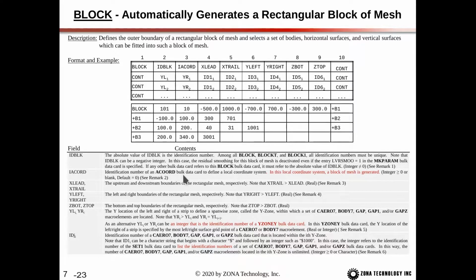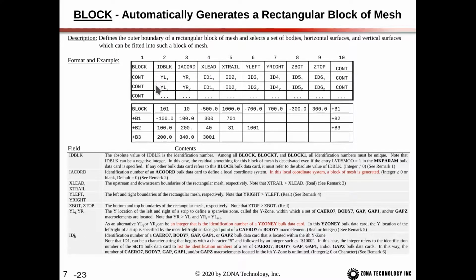IACORD refers to an ACORD card to define a local coordinate system for the block. And then X lead and X trail define the leading and trailing edges of the rectangular block of mesh, and of course X trail must be greater than X lead. Y left and Y right are the left and right boundaries of the rectangular mesh, and of course Y right must be greater than Y left. For a half span model, if this is your main block, then Y left would be 0 because it's on the symmetry plane. And then Z bottom and Z top are the bottom and top boundaries of the rectangular mesh, and of course Z top must be greater than Z bottom.